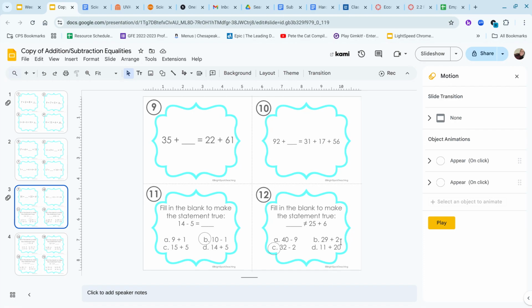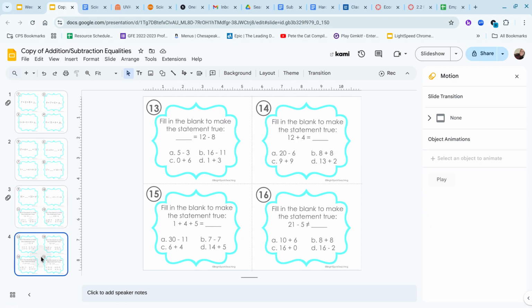B is 29 plus 2. 29 plus 2 equals 31. C is 32 minus 2. 32 minus 2 equals 30. And D is 11 plus 20. 11 plus 20 does indeed equal 31. So the only option could be C.